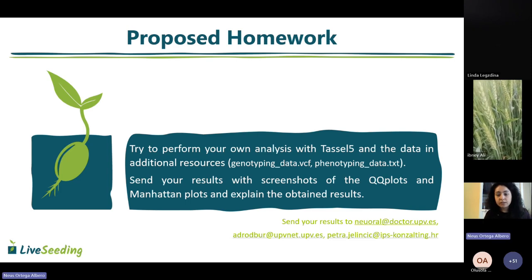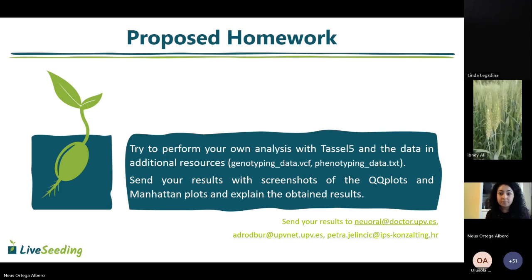You need to explain if you get QTLs, and if you can locate these QTLs in the genome, because you have the groups of the chromosomes. You can say we found these QTLs in these chromosomes. And if you obtain only a small number of QTLs or you do not obtain them, why is it possible that you do not obtain any QTL? So that would be the proposed homework.